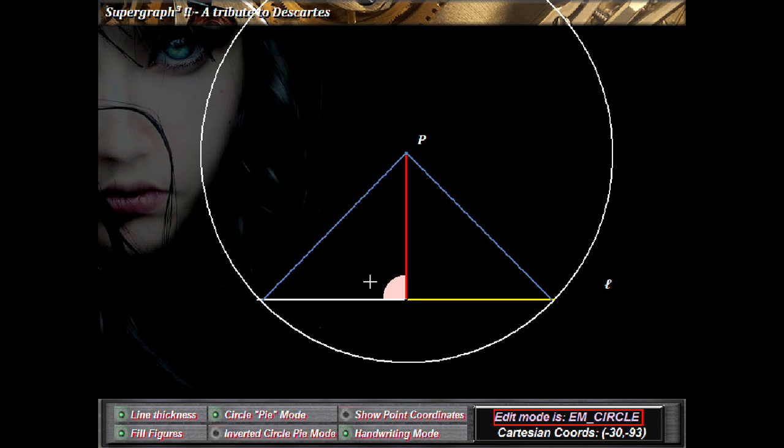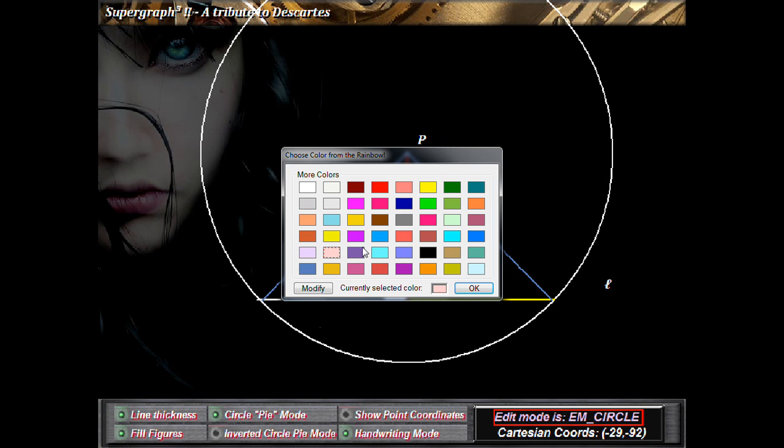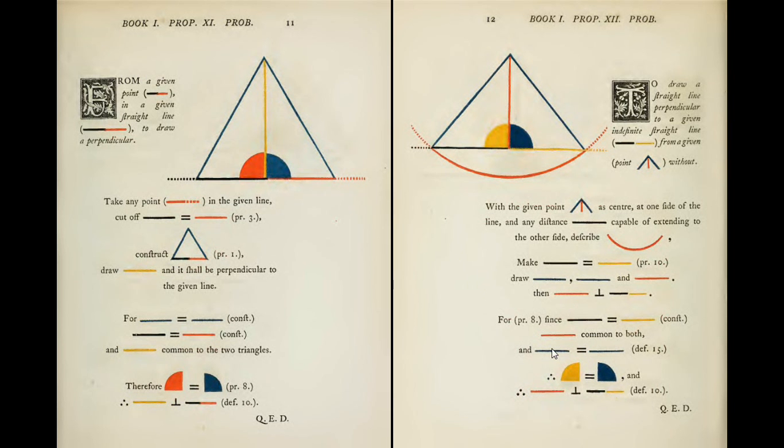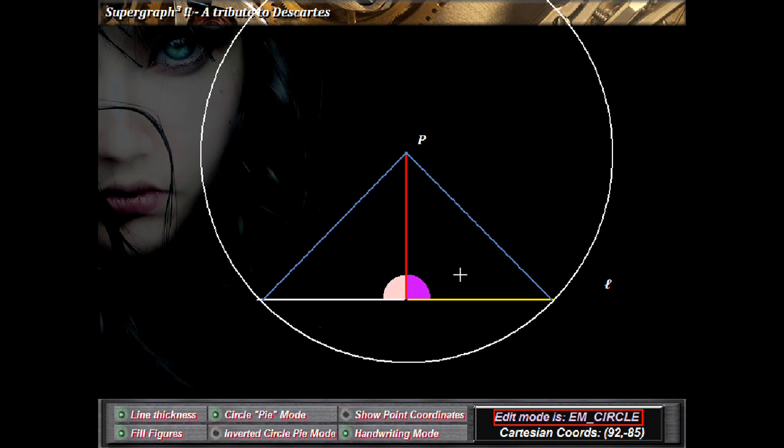And make a pink thing and another pie, which is purple, let's say. These two angles being identical by construction, and therefore red is perpendicular to these two, because these two have to be right angles because they're equal, and this is a straight line intersecting a straight line by definition. So that's done.